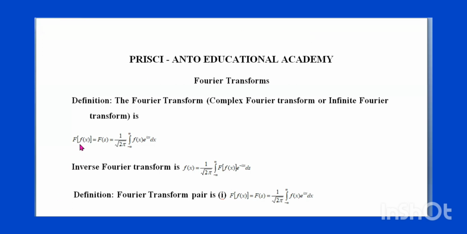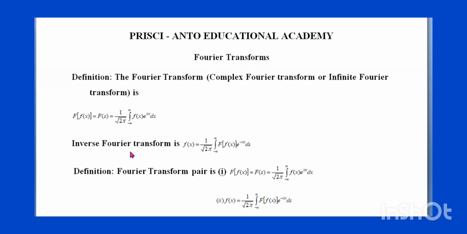Capital F of small f of x, which is equal to F of s, is equal to 1 divided by root 2 pi, integral over the limit minus infinity to plus infinity, f of x, e power isx into dx. So this is the definition of the Fourier transform. F of f of x is equal to F of s, which is equal to 1 divided by root 2 pi, integral over the limit minus infinity to plus infinity, f of x, e power isx into dx.